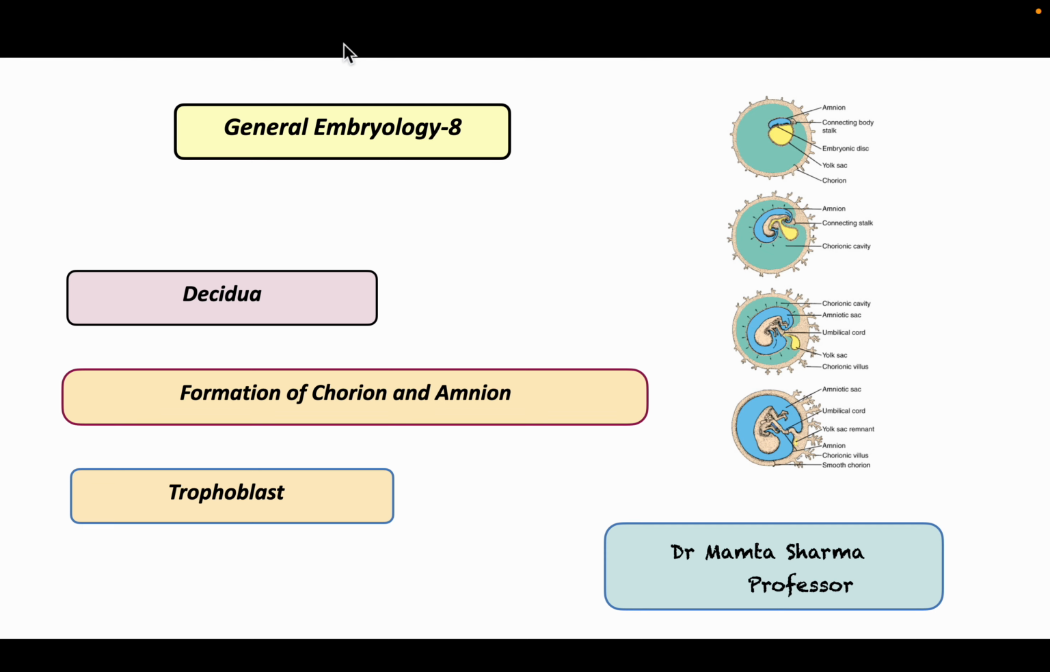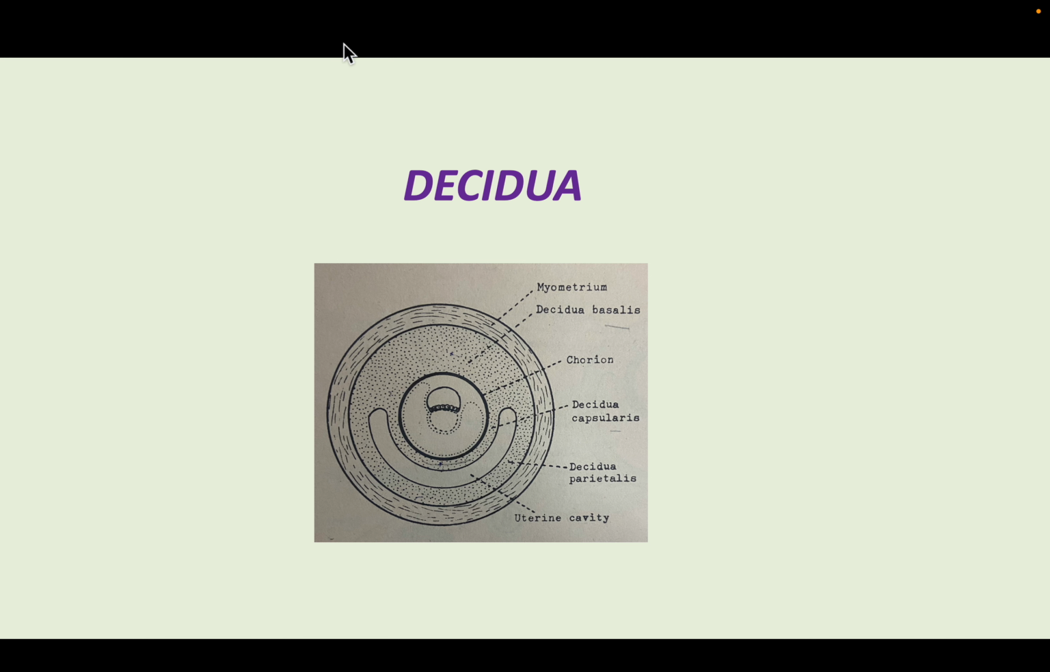To the next lecture of general embryology, in which we are going to discuss the decidua, how the formation of the chorion and amnion is happening. So, chorionic cavity, amniotic cavity, then amniocentesis, chorionic villi biopsy, then trophoblast. So, these are the general topics which we are going to discuss in this lecture. So, decidua, first we will discuss that.